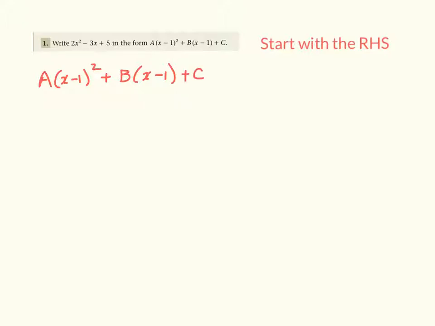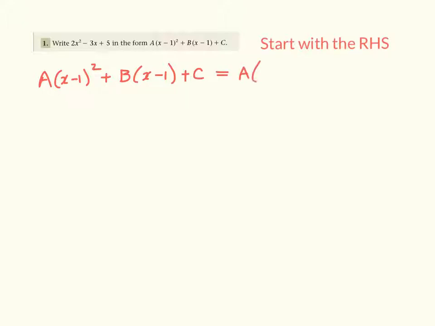Okay, so everything is built upon the principle that the coefficients will be equal, but the questions don't always ask us that. So we're going to start with the right-hand side, which is a(x minus 1) all squared plus b(x minus 1) plus c. We want to make it look like the left-hand side. So we're going to expand everything out.